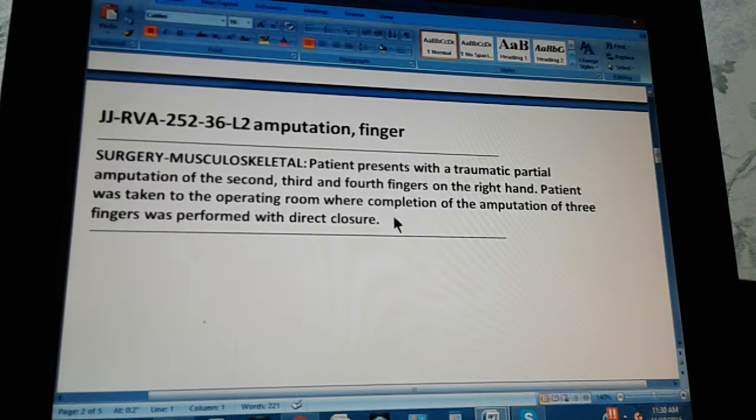Surgery, musculoskeletal. Patient presents with a traumatic partial amputation of the second, third, and fourth fingers on the right hand. Patient was taken to the operating room where completion of the amputation of 3 fingers was performed with direct closure. So that's the procedure. Now we're going to count to 3 so you can pause the video and give us the CPT code for this procedure. 1, 2, 3.